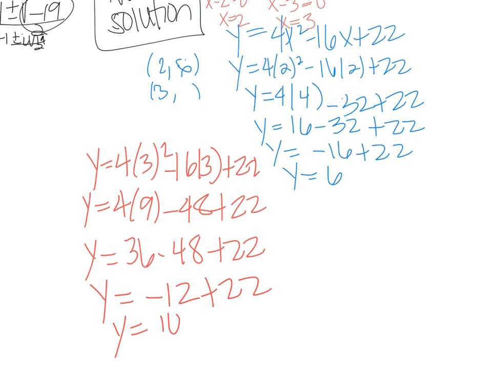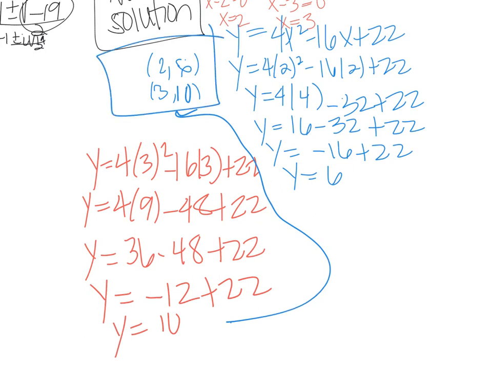Okay, so going back up here, when x is 3, y is 10, those are the two positions at which they're intersecting. Those are the solutions. (2, 6), (3, 10).